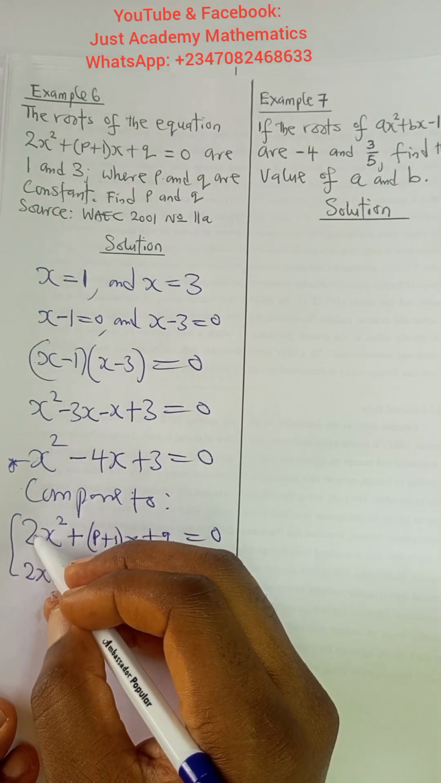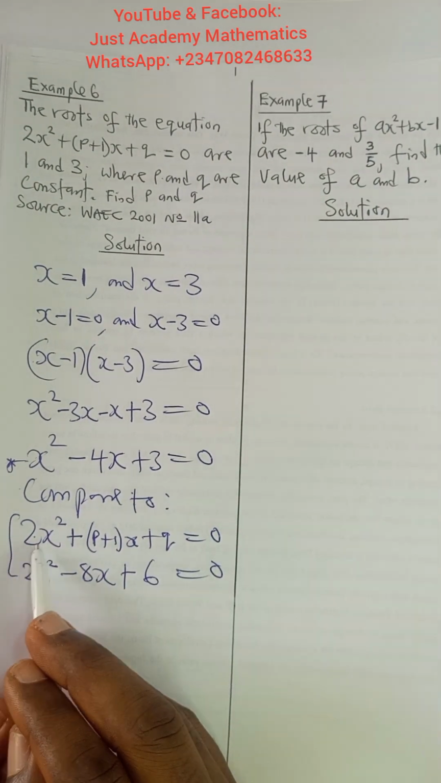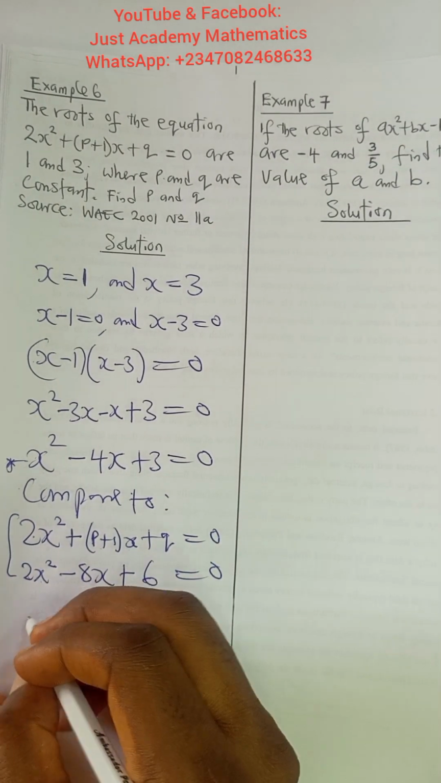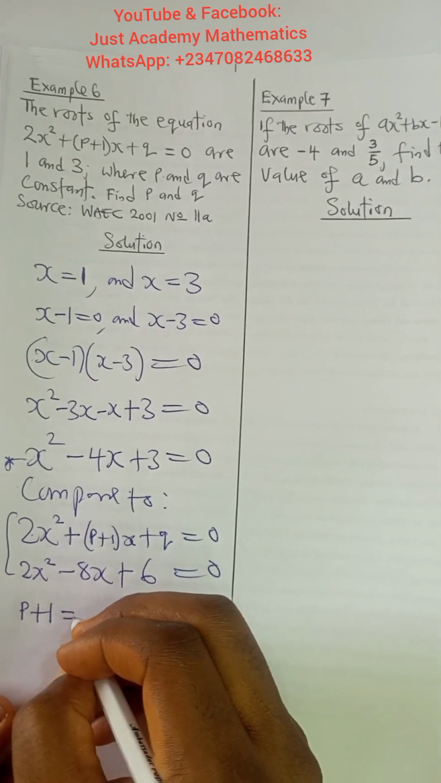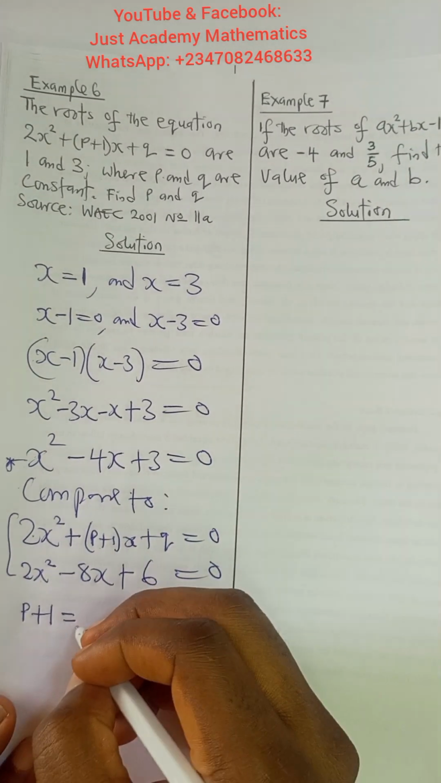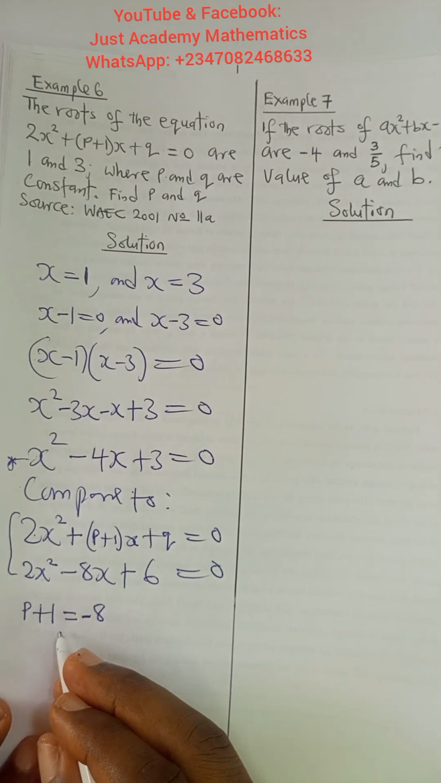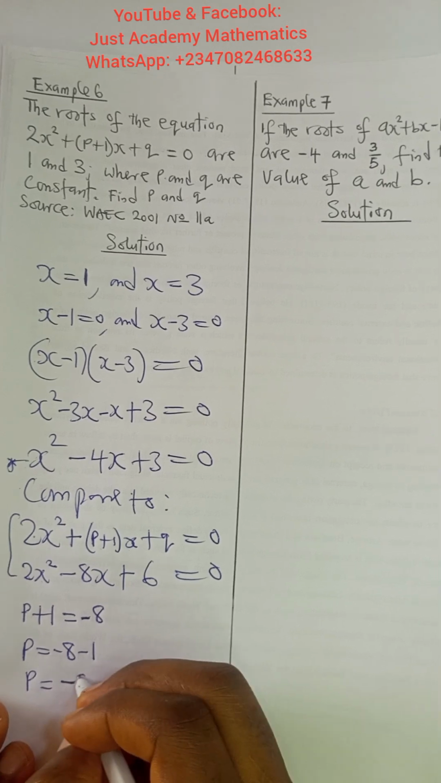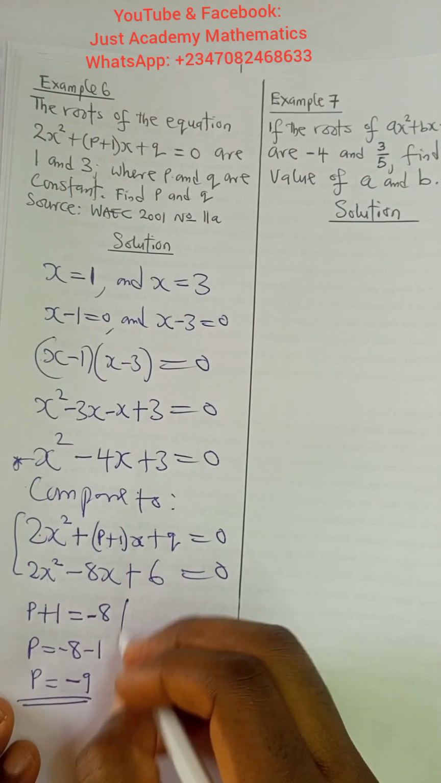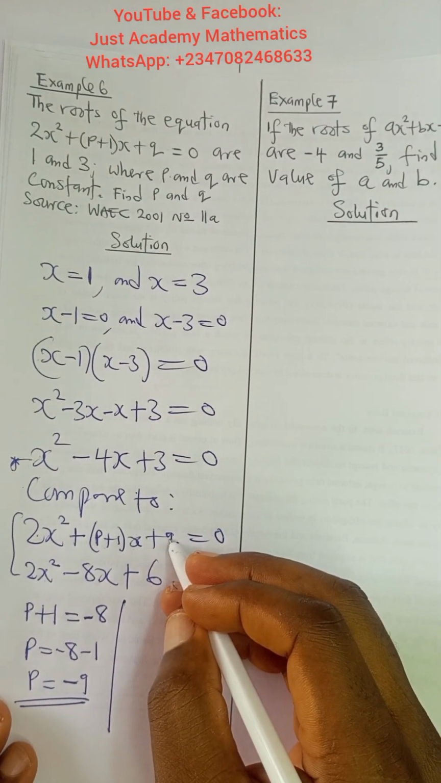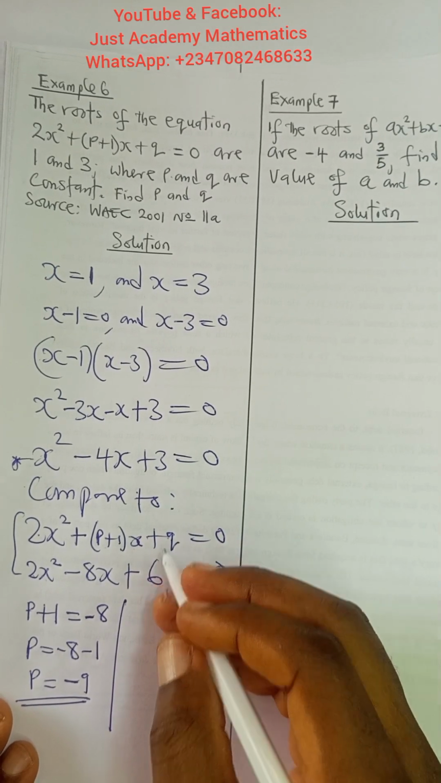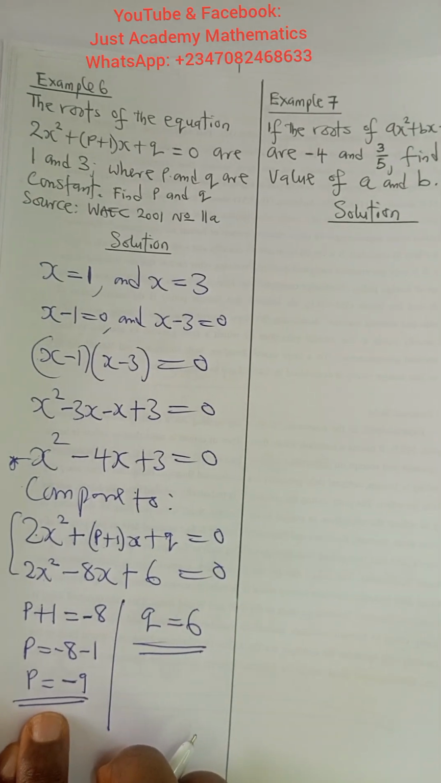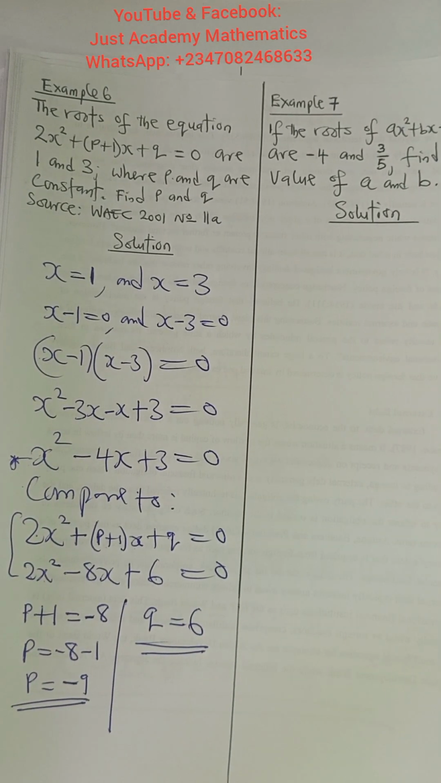Notice now, the coefficient of x squared here is 2. The coefficient of x squared here is 2, which is balanced. What is the coefficient of x here? P plus 1, which is equals to, what is the coefficient of x in the one down? Minus 8. So how do I now find P? P is equals to minus 8 minus 1. So P is equals to minus 9. Then how do I find Q? Simple. Q here is the value without x. The value without x here is 6. Q is equals to 6. So this is P and this is Q. Can you see that now?